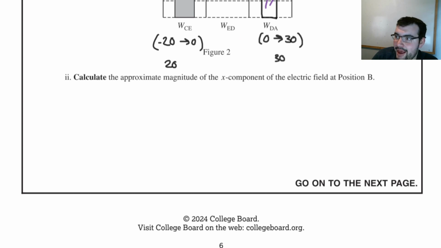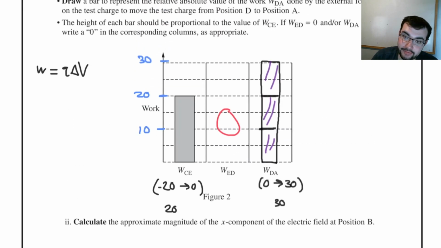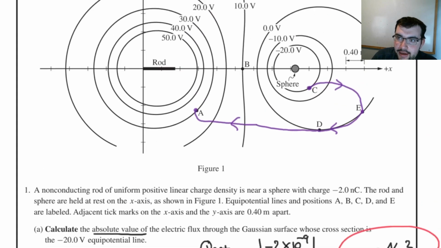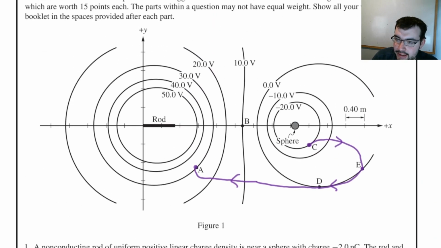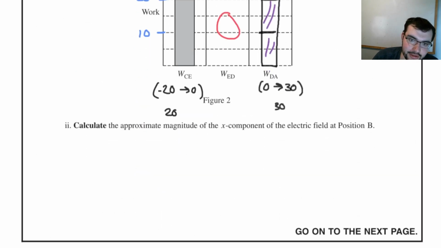Calculate the approximate magnitude of the x component of the electric field. So I knew we were going to have to calculate this of some sort when I saw this question because I knew they gave us the tick spacing. And if you're ever given distances on an equipotential map, you are probably going to have to estimate the E field. So we know that the E field in any direction is equal to the path of quickest descent, which is the negative of the derivative of the potential.